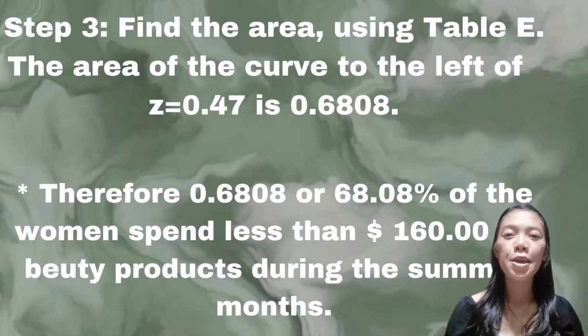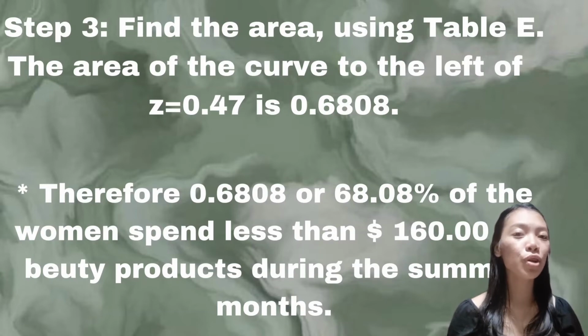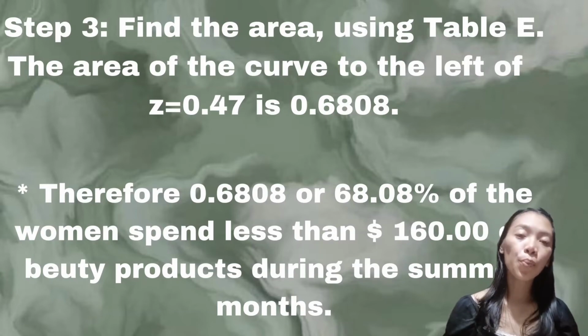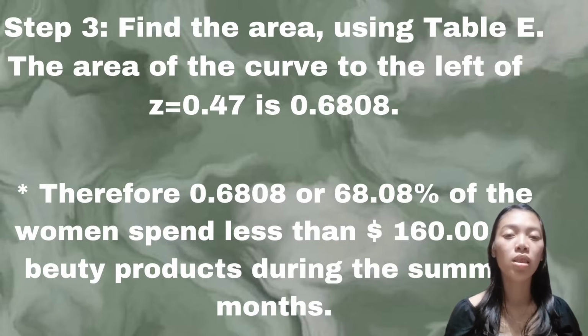Step 3. Find the area using table E. The area of the curve to the left of z equals 0.47 is 0.6808. Therefore, 68.08% of women spend less than $160 on beauty products during the summer.